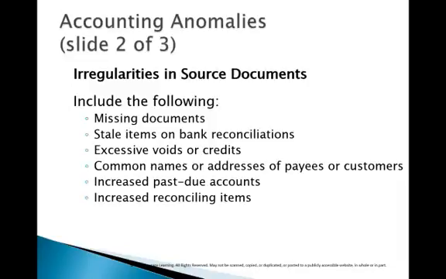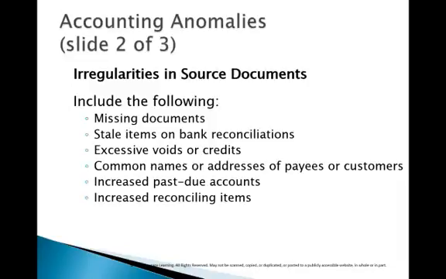Common names or addresses of payees or customers. Like in the case of the phony doctor situation with Elgin Aircraft, they had doctors with similar addresses or similar names, which should have tipped people off. Because if they're creating 22 phony doctors, they're probably using similar addresses because they need to mail the checks to addresses that this manager controlled. So a lot of them likely had similar addresses. And then you can only be so creative in the types of names that you create. And so those are anomalies there.